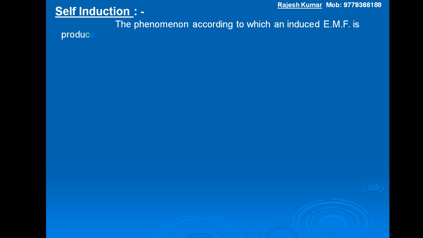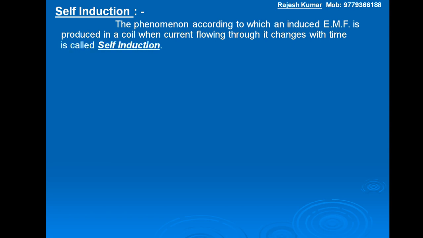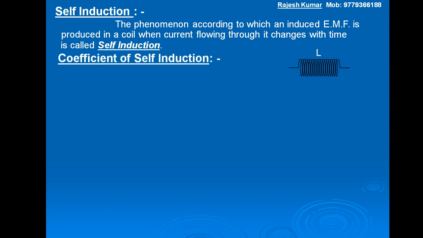First, self-induction: the phenomenon according to which an induced EMF is produced in a coil when the current flowing through it changes with time is called self-induction. And coefficient of self-induction: suppose this is a coil L and current capital I is flowing through it.